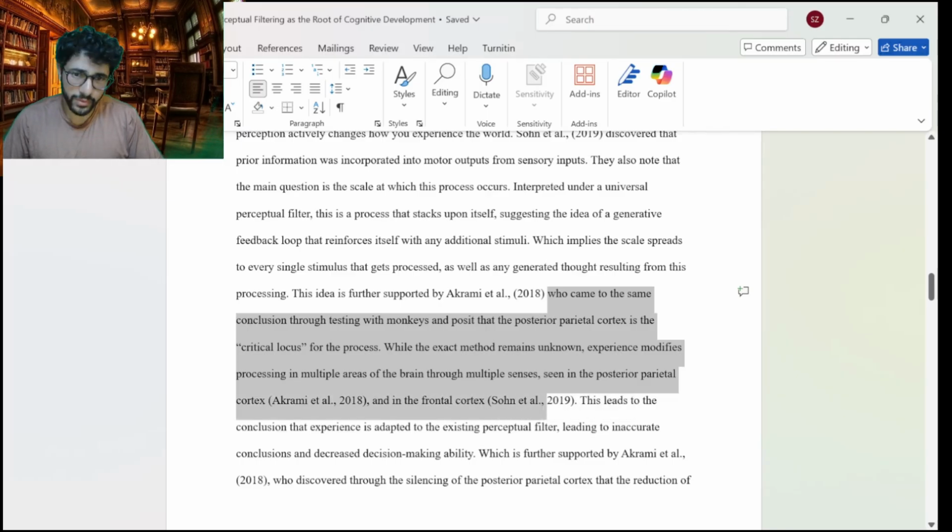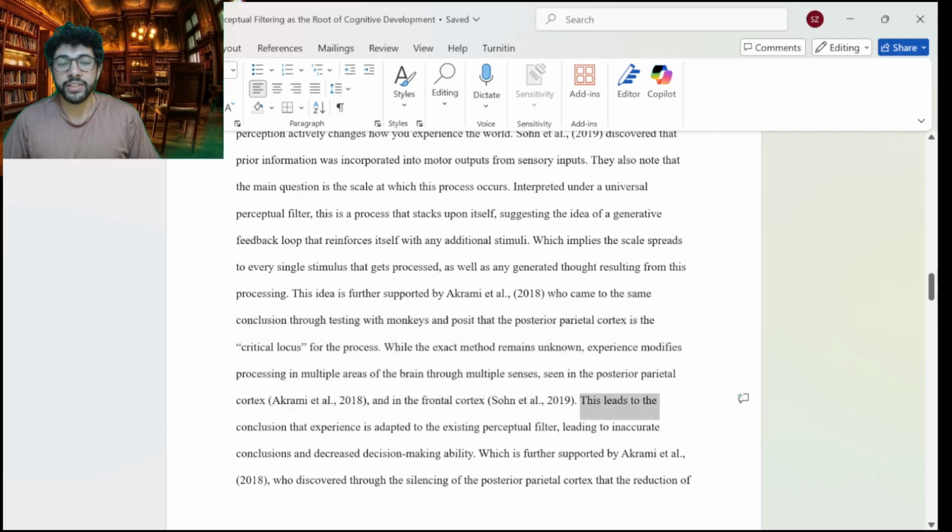Okay? So, in both of these papers, they found the same thing, basically, that prior information affected the way that we interacted and dealt with the world. Okay? And so, again, the universal perceptual filter, construction of reality, explains exactly how this works, and the way that it is explained is aligned with existing research.